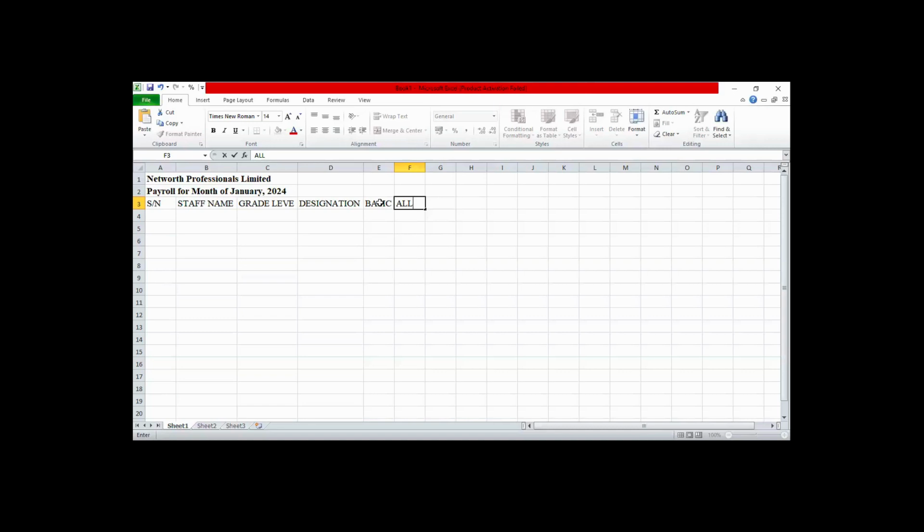Allowances can be divided into 7, into 10, depending on the organization. After the basic, they can have transport allowance, leave allowance, education allowance, examination allowance, wardrobe allowance, housing allowance, as many as possible. But let's take that one as what? Allowances. All the allowances are taken as one. Is it clear? Not to waste our time.